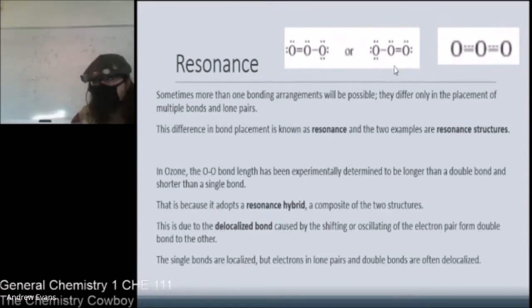You would get the same structure. But one thing you have to realize is there is no actual rotation going on. This is literal: the bond swings over, the lone pair comes down and makes a bond, and this lone pair swings over here. And so these are 2 distinct structures.